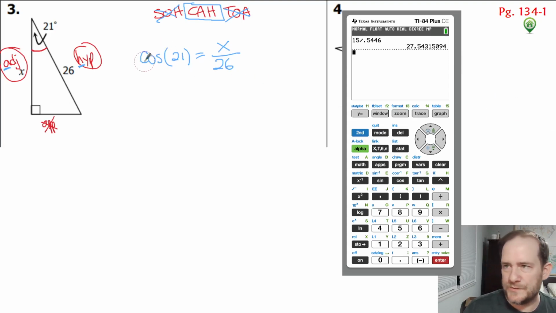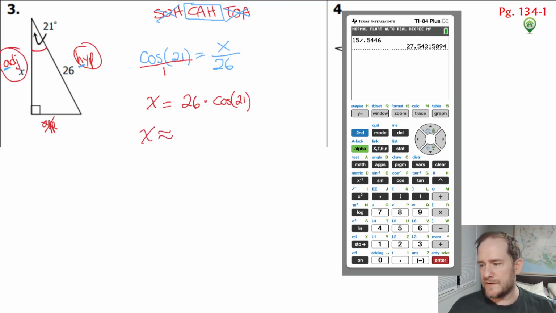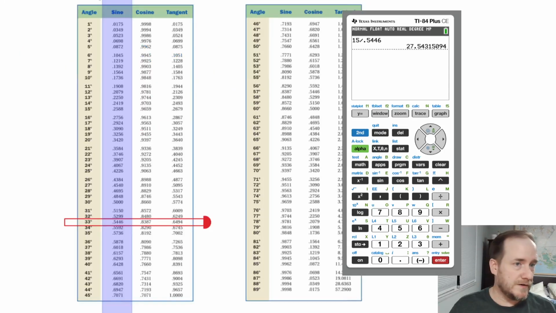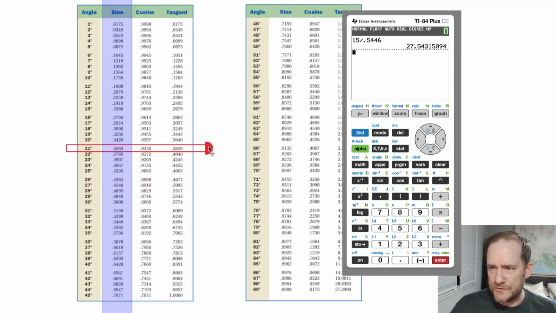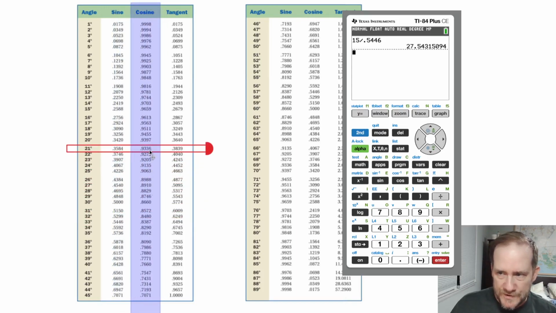And from doing a few of these problems already, you know that we're just going to put this over 1 and cross multiply. You can see that we're just going to get x times 1 as x. And our final answer is going to be whatever 26 times the cosine of 21 is. So x will be approximately, let's go find cosine of 21. That's over here. All right, so 21 is going to be up a bit. Here's 21 right at the top of this. And cosine is the middle column, so pull this middle number. I'm seeing 0.9336.